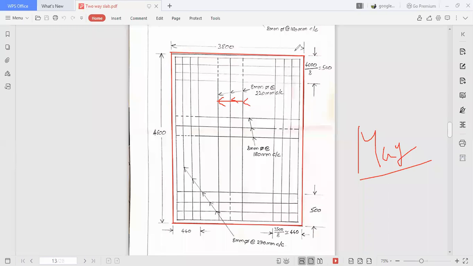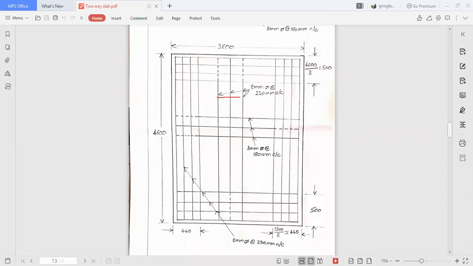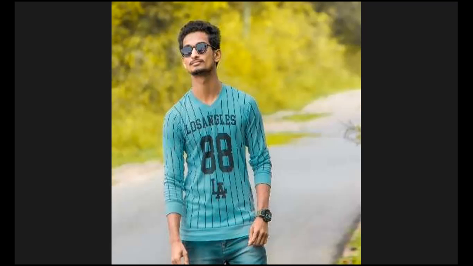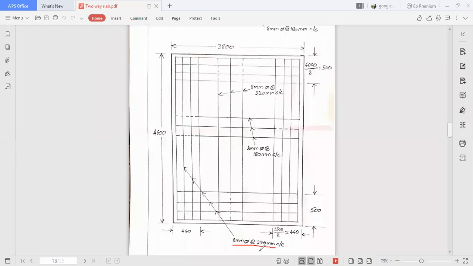Now one thing is over. Let me share the file. So these are the bars which are running along the longer span. Next, coming to the bars which are running along the shorter span. These three, 1, 2, and 3. These are the bars which are running along the short span in the middle strip. And what are the details of that? 8 mm diameter bars at the rate of 270 mm center to center. All these are designed in the procedure itself.